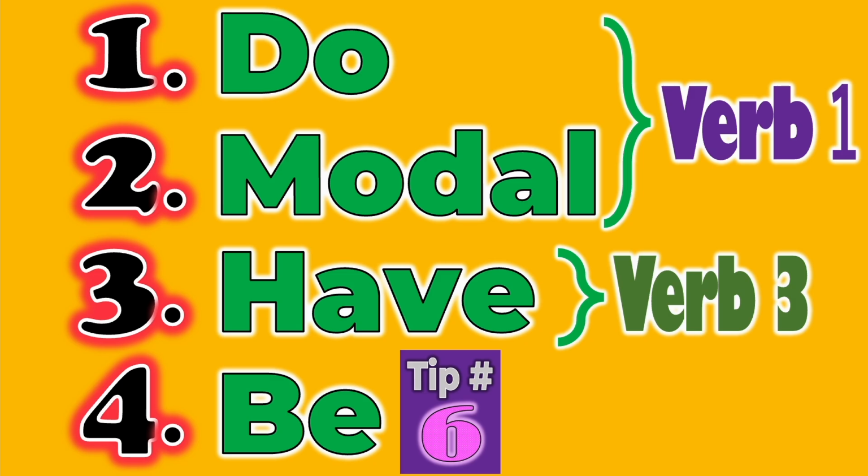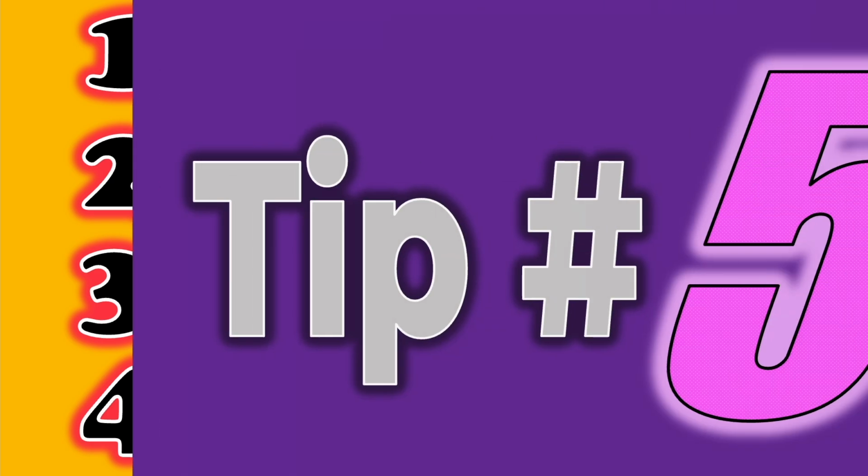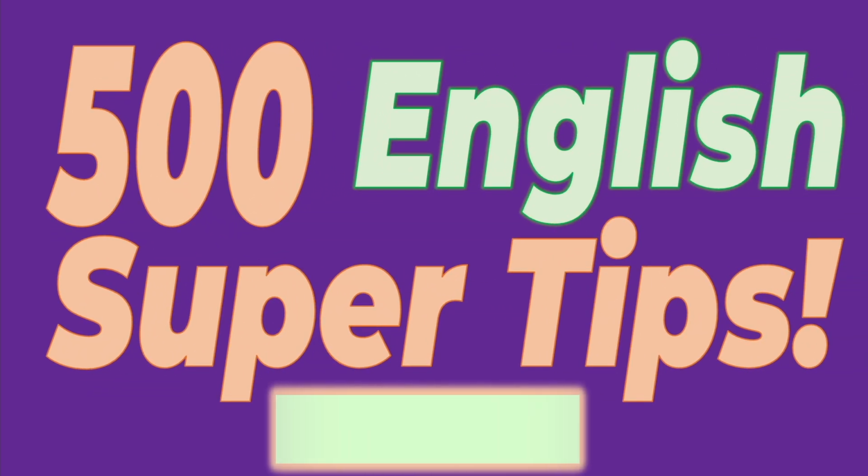Okay, so please join me again on Monday. We'll have tip number 6. What do we use with be? All right, that is our tip number 5. Number 5 out of 500. 500 English super tips.